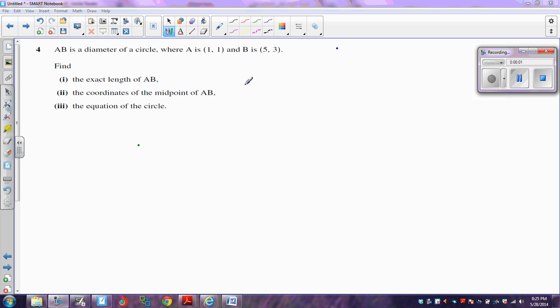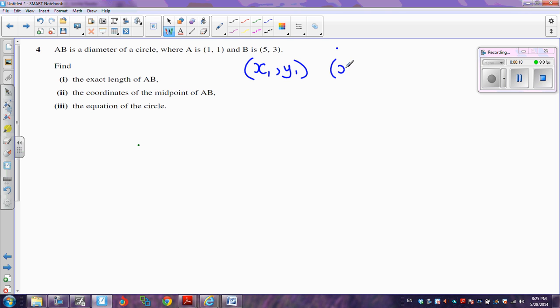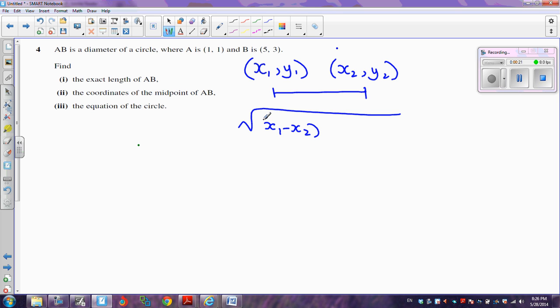First thing that we need to know here is how to find the length of the line which joins 2 points. And you should know that if one of the points is x1, y1, and your other point is x2, y2, then the distance between those 2 points is going to be, by Pythagoras, the square root of the difference between the x coordinates, and that's all squared, plus the difference between the y coordinates, so that's y1 minus y2, all squared. And it doesn't actually really matter which way round you do your subtracting.